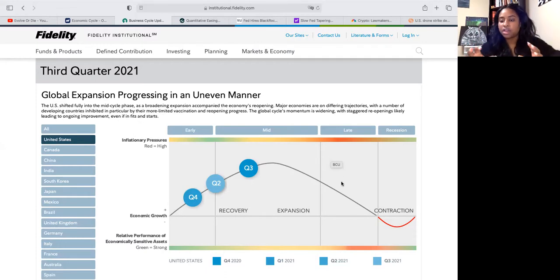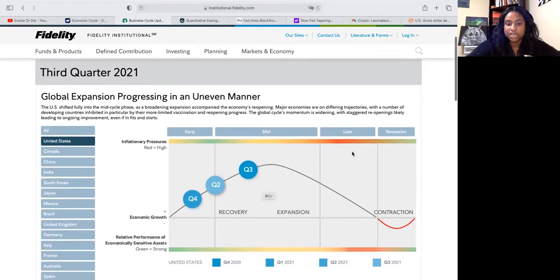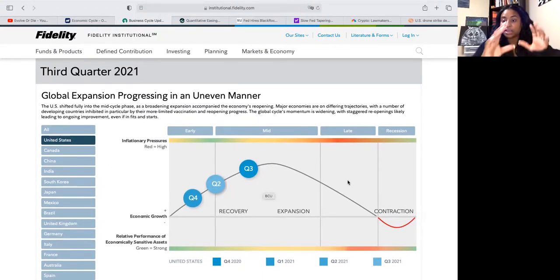So there are a lot of influencing factors that made this transition from that recovery expansionary phase that we saw in Q1 to Q2. So we're seeing more inflation. We're seeing the beginning of the contractionary period. So right now, here we are in Q3.